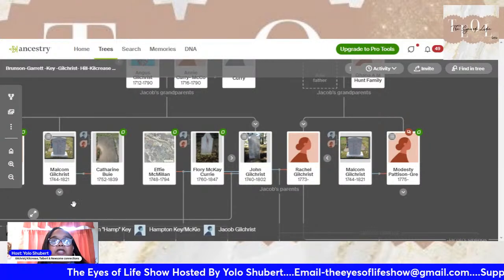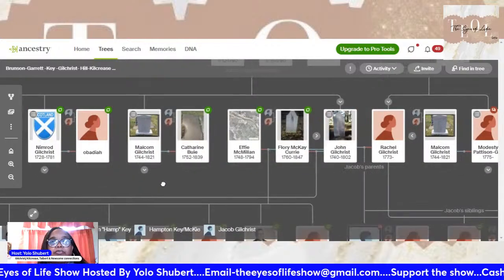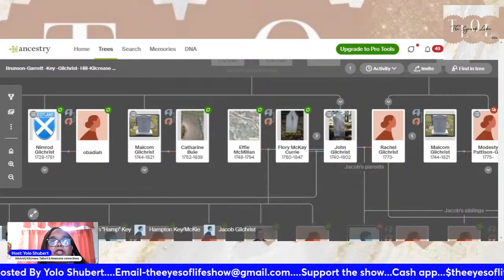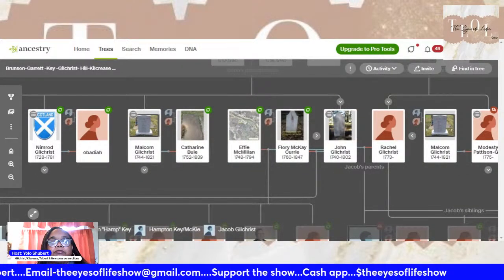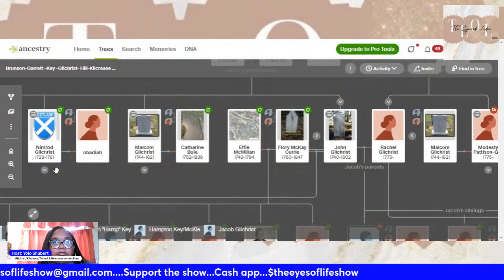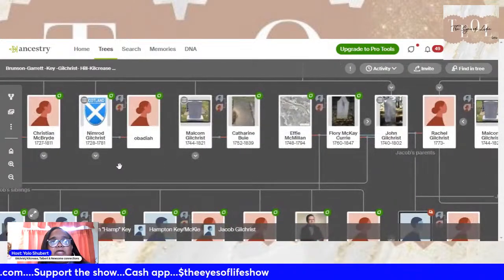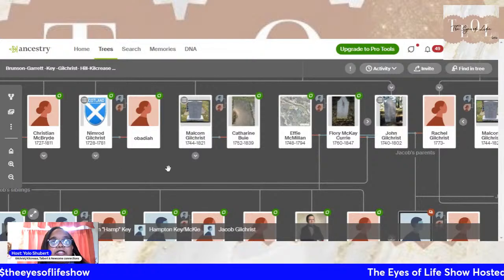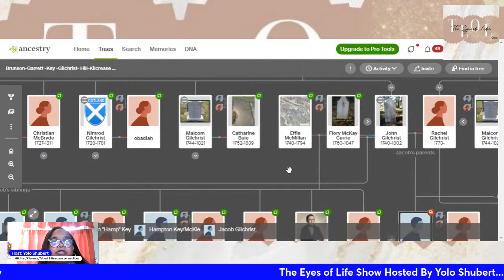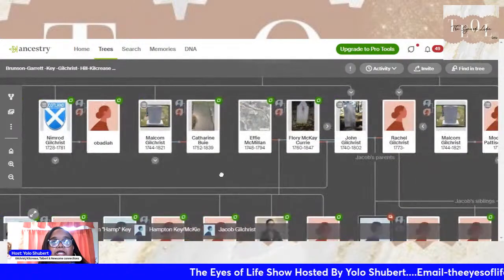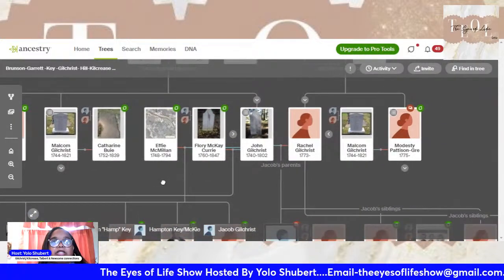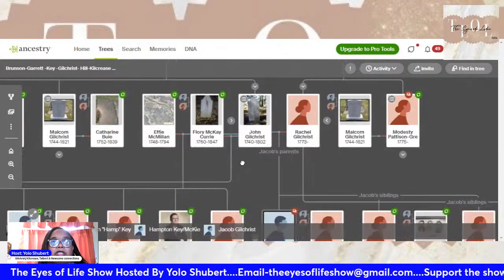John and his brother Malcolm landed in North Carolina. His brother Nimrod, right here, landed in South Carolina. These are the two important family connections that we have that link our families together.